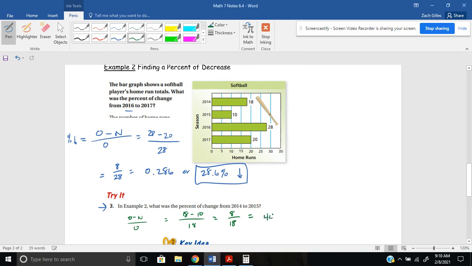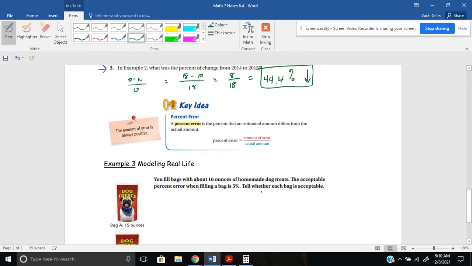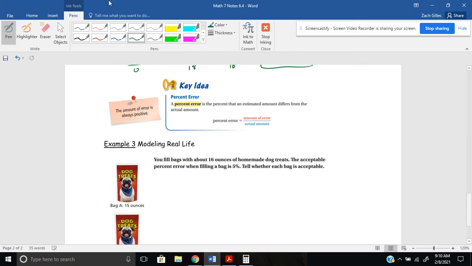So 44.4% decrease. Big decrease there. And that makes sense. If this were 20 and the next season we had 10, well, we decreased by half, the amount of home runs we hit was half. So that's 50%, and you can tell we're close to that. So that's about right. All right, last one here talks about percent error.